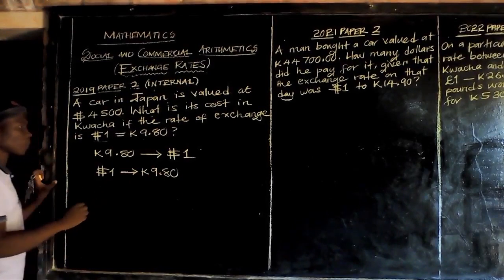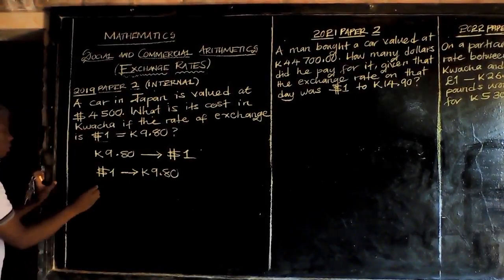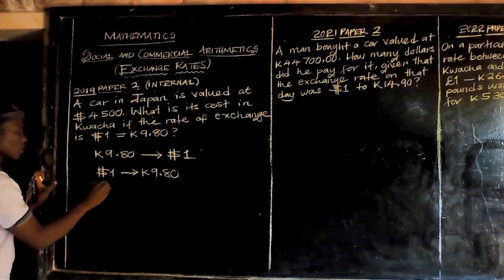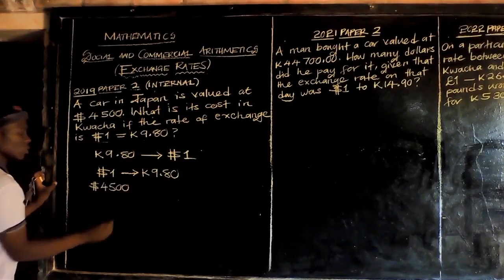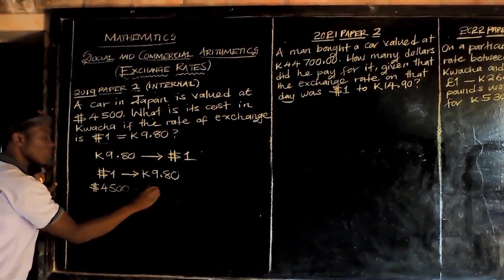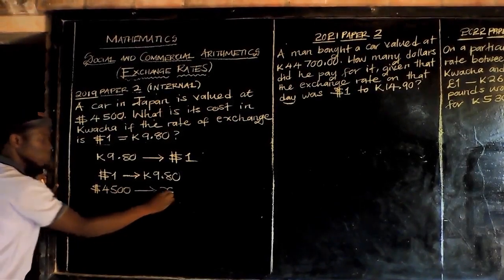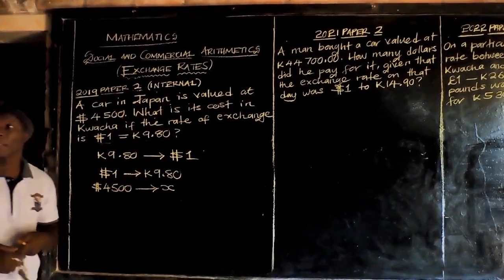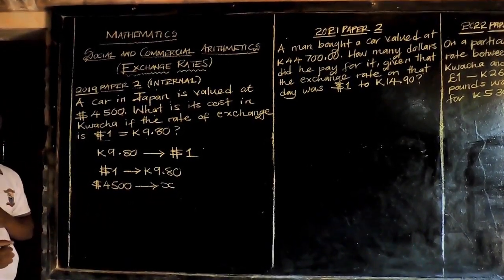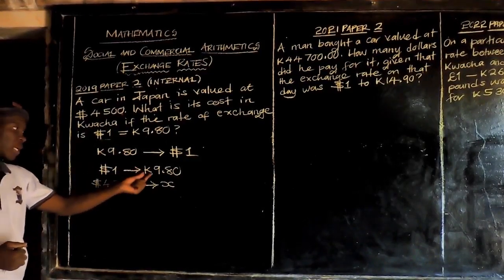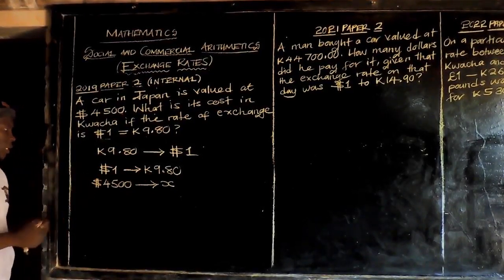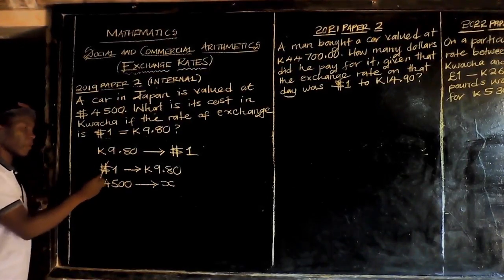Now, how many dollars do we have in this case? We have $4,500, which is equal to how many kwacha, x? So in this case, we want the amount in kwacha. Since we want the amount in kwacha, we don't need these dollars. So we're going to cancel these. Are we together, people?